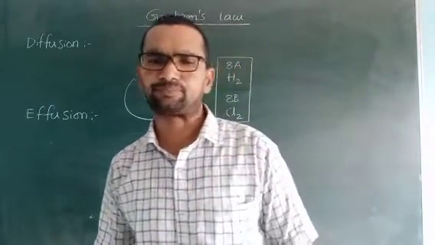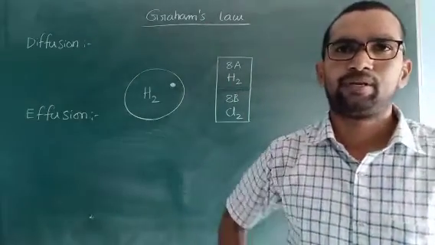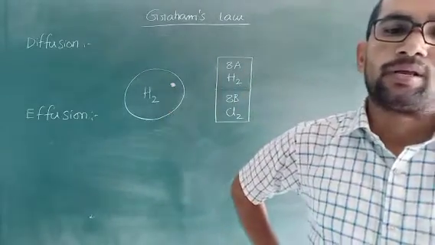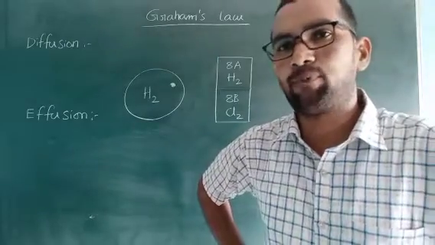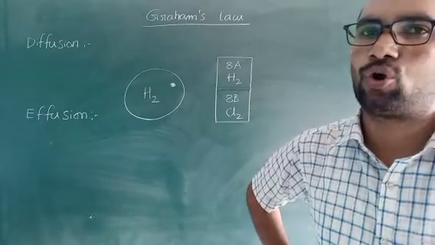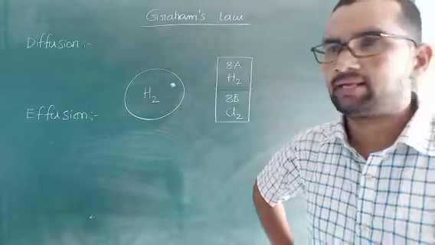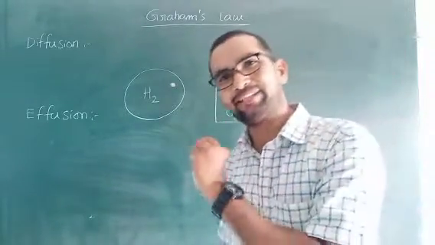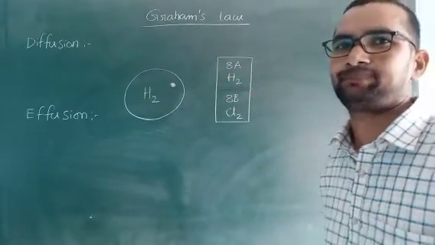Now effusion. A gas is allowed to escape under pressure through a small aperture made in the wall of a closed container. Completed now? Effusion definition is completed. So why are we explaining these two, sir? These two definitions are useful for Graham's law.